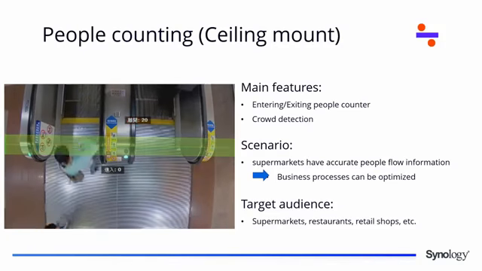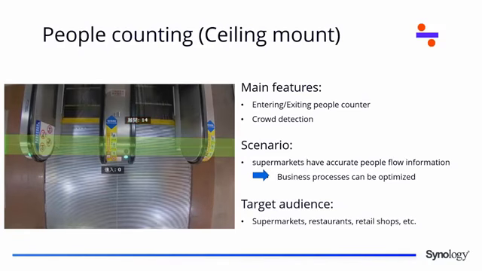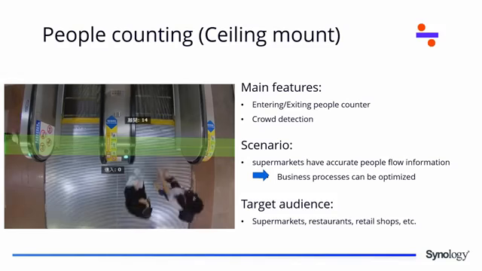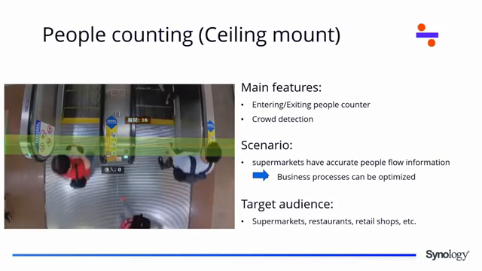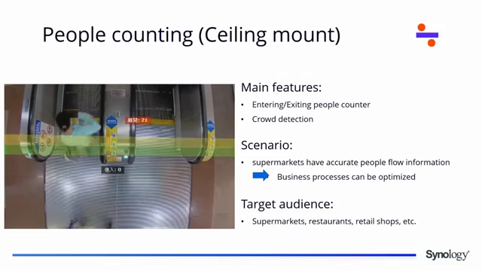Some of the scenarios where such a feature could be deployed are supermarkets, which want to have accurate people flow information in order to improve business processes. Target audiences could be supermarkets, restaurants, or retail shops.